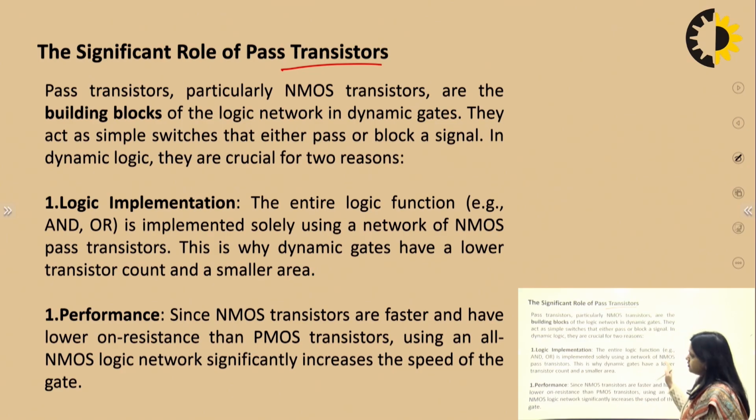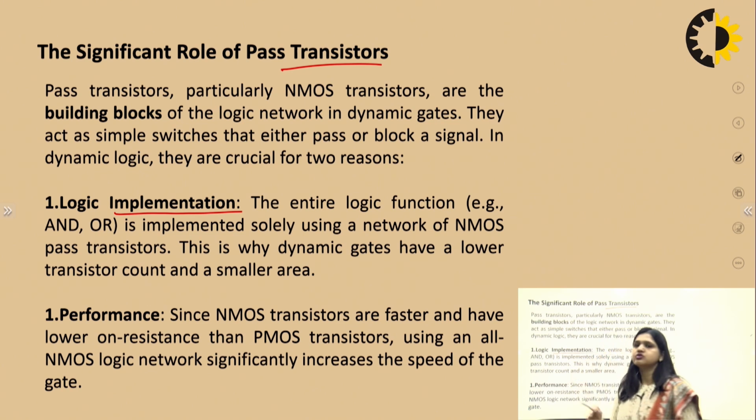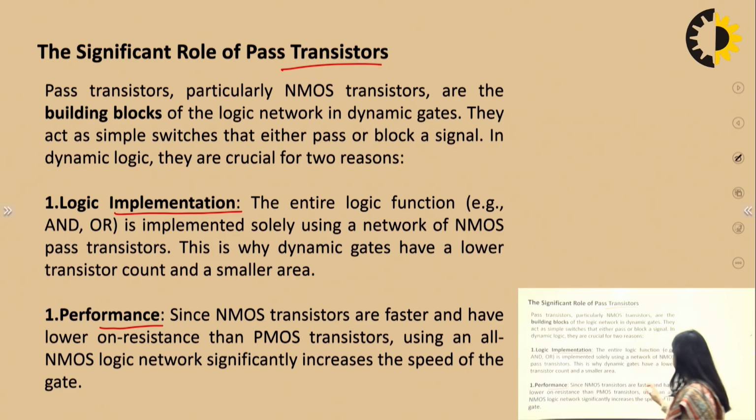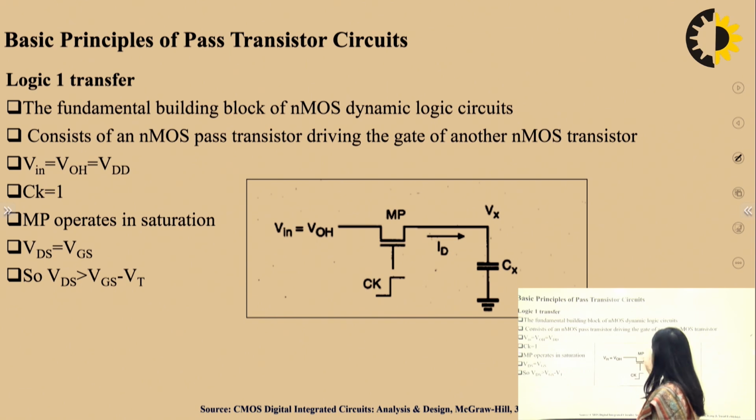With the help of pass transistors, we can implement any logic expression easily with fewer transistors, and definitely the performance will also improve because it reduces the transistor count, and the transistor count is directly proportional to the area of the circuit. If the area of the circuit is less, then power dissipation is less, and the speed is also high. So, that will enhance the performance of that particular circuit. Let us see the structure of a pass transistor.